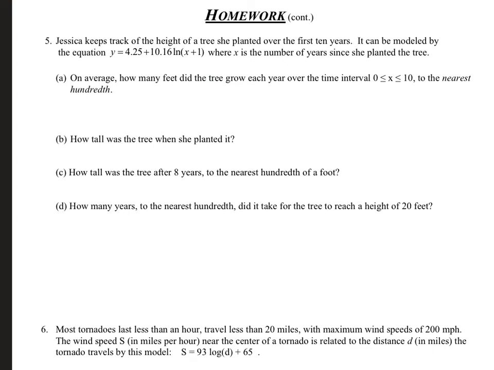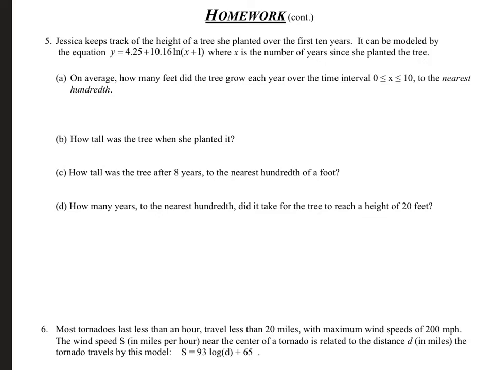Exercise 5. Jessica keeps track of the height of a tree she plants over the first 10 years. It can be modeled by the equation y equals 4.25 plus 10.16 natural log of x plus 1, where x is the number of years since she planted the tree. We haven't seen that exact equation. In the notes, there was one kind of like that with a log in it. It's not an equation that you need to know. It's just the one that Jessica found for you. So we're just going to answer the questions and hopefully we can pull everything from that equation.